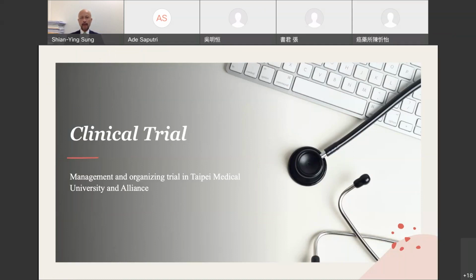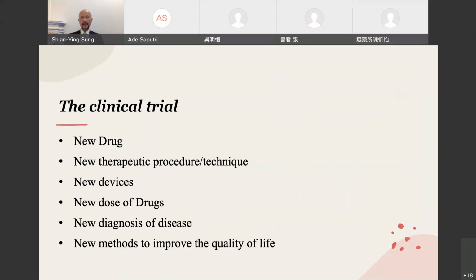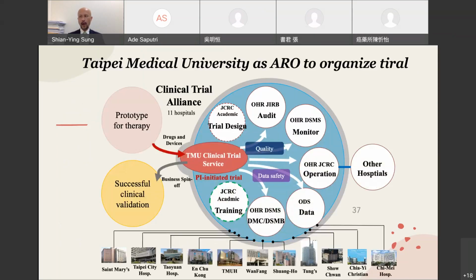So managing and optimizing the trials in Taipei Medical University and Alliance, we are trying to align all the trials and help everyone develop clinical trials. These clinical trials include a new drug, new therapeutic procedure or technique, new device, new dose of a drug, new diagnosis of drugs, or also a new method to improve quality of life.